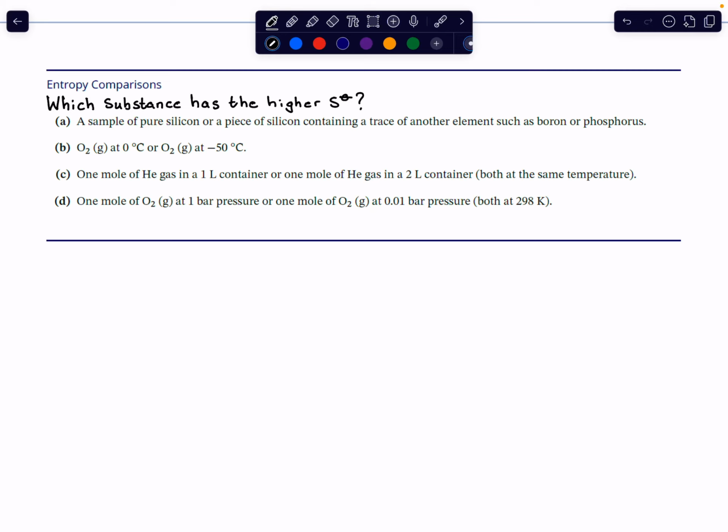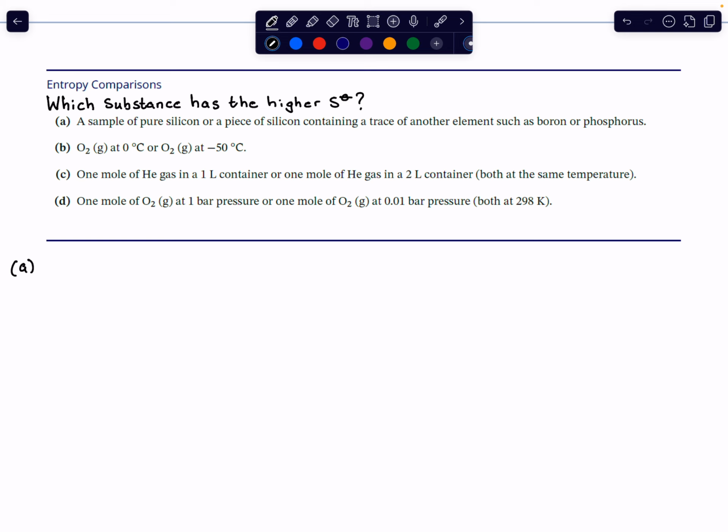Hello everyone, so in this example I want to look at comparing the entropy of different materials and different compounds, and get a feel for what aspects we need to consider in these kinds of comparisons. Right, so let's just get to it.